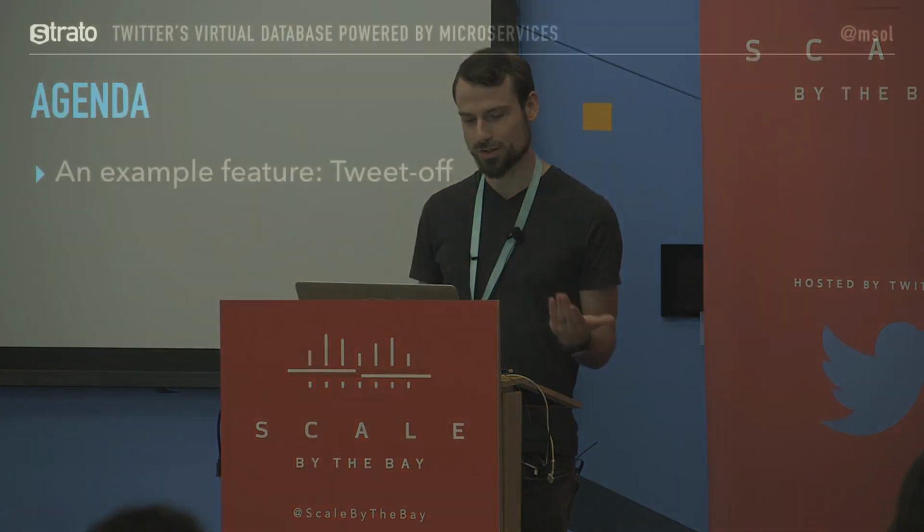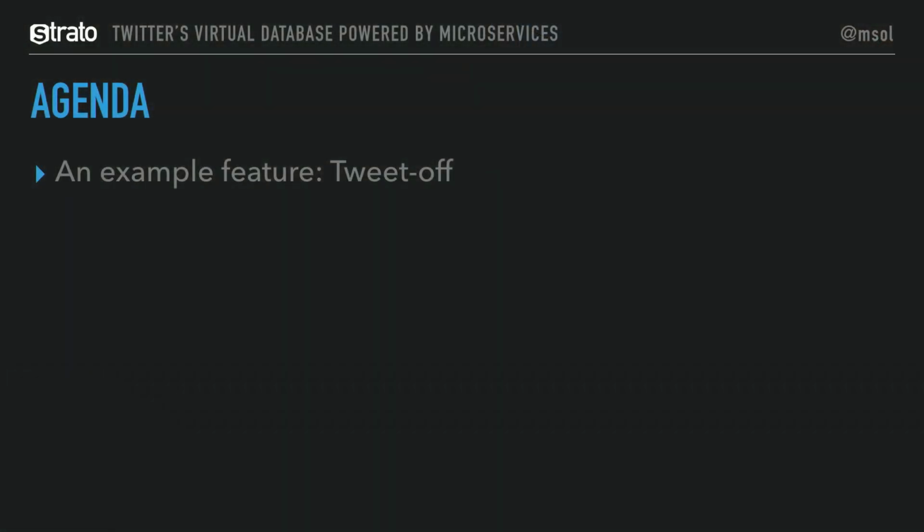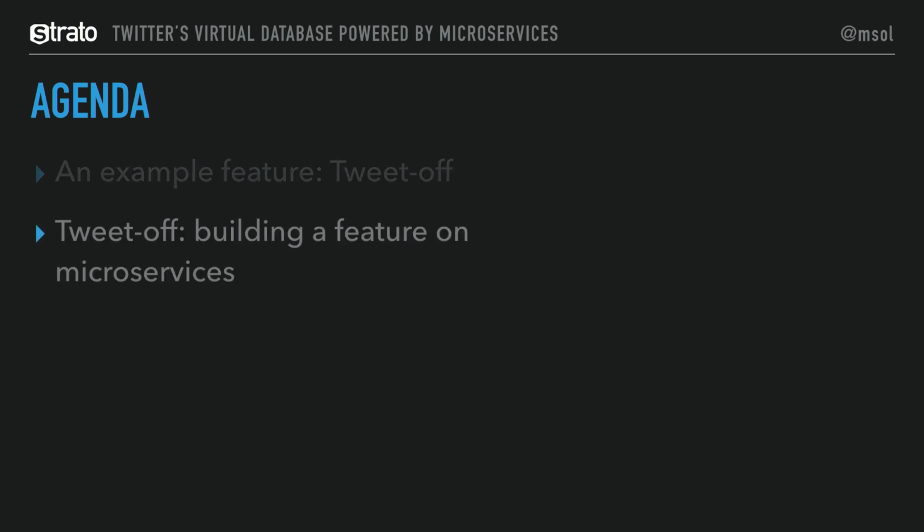We're going to build a product feature. So as an example, we're going to build the tweet off feature. I promise I'll tell you what I mean by that very soon. But first, we're going to build this feature in a microservices environment. At Twitter, we have lots of microservices, hundreds of services, and we need to talk to all of them, and you run into particular challenges. So we'll walk through what building a feature looks like and the challenges you run into along the way.